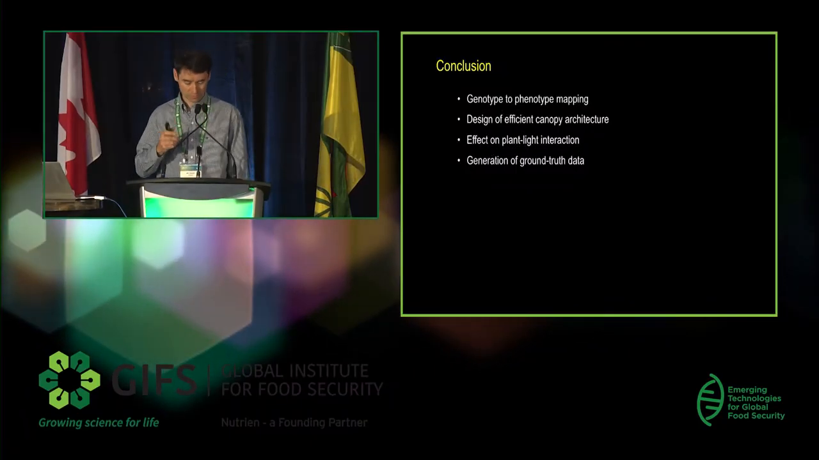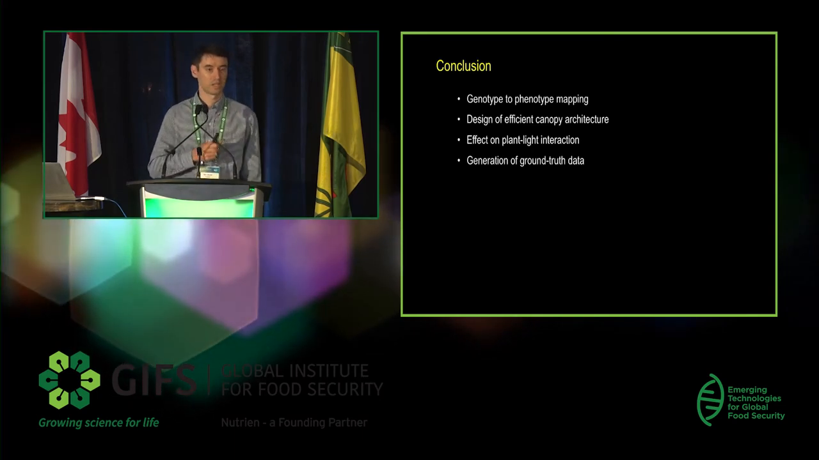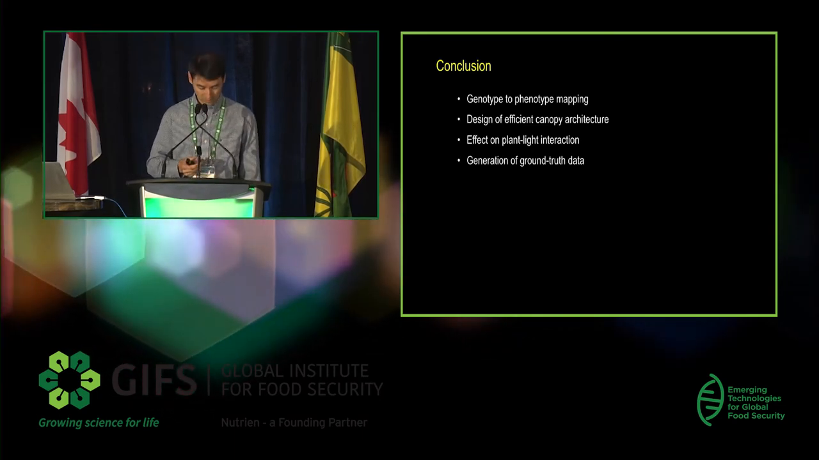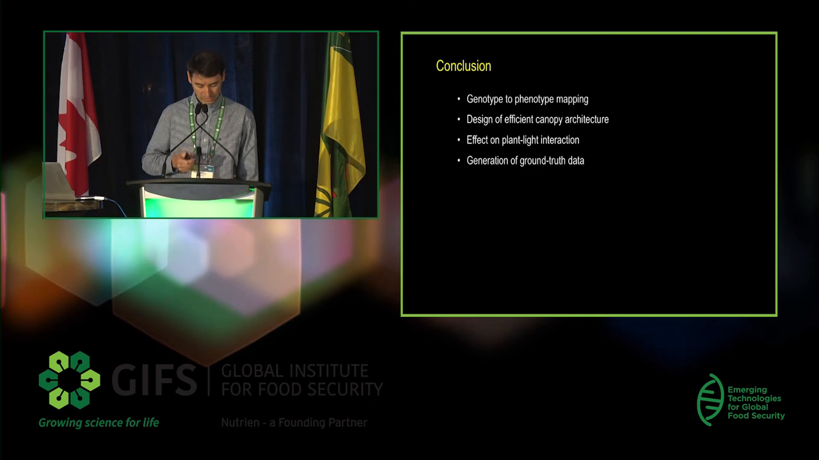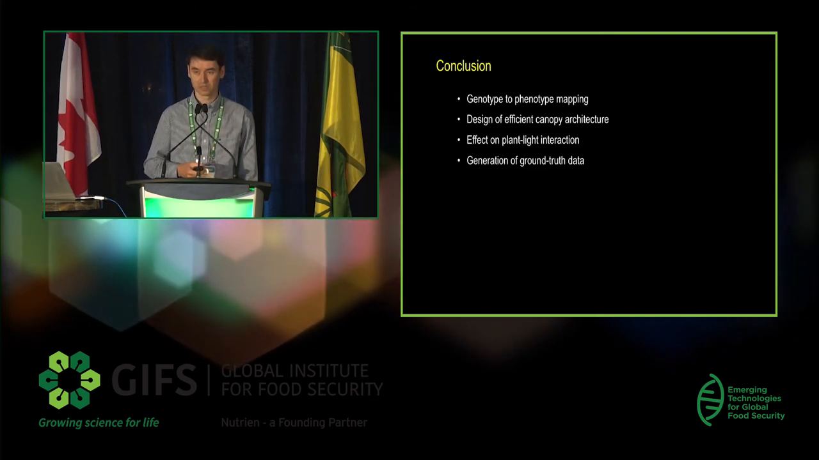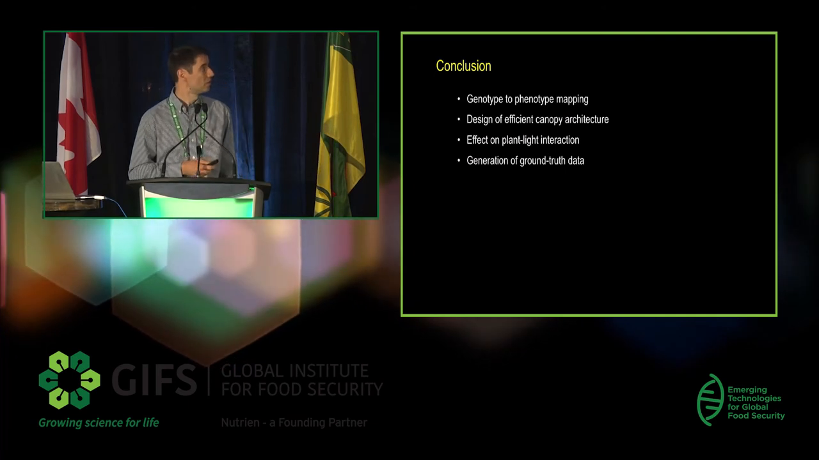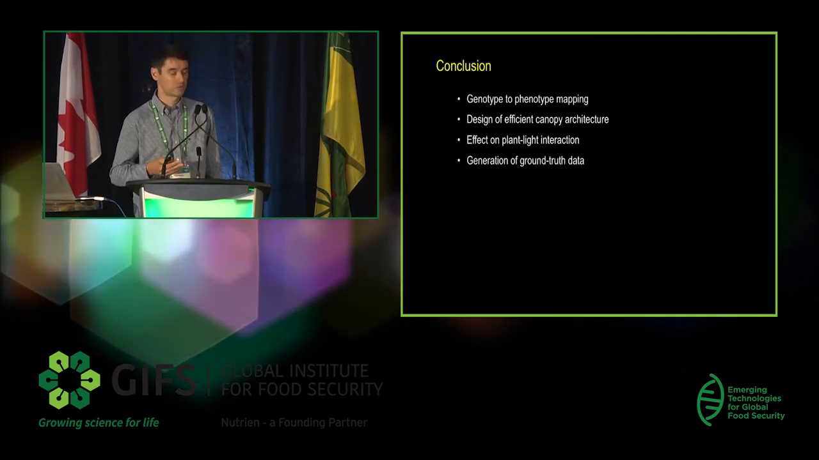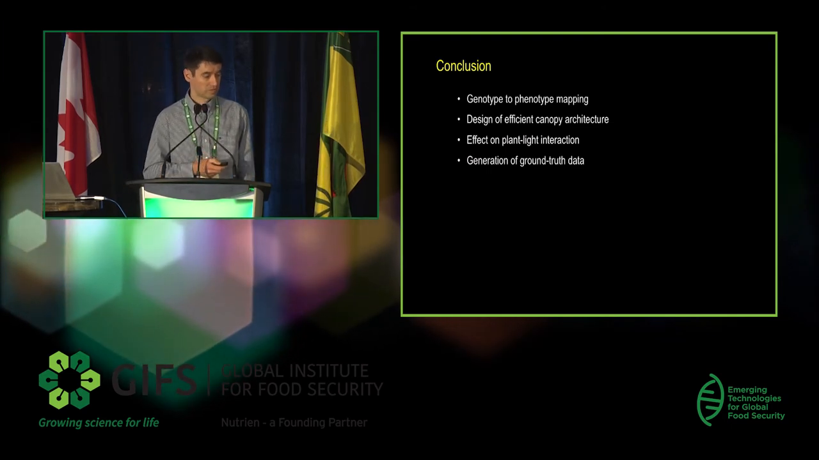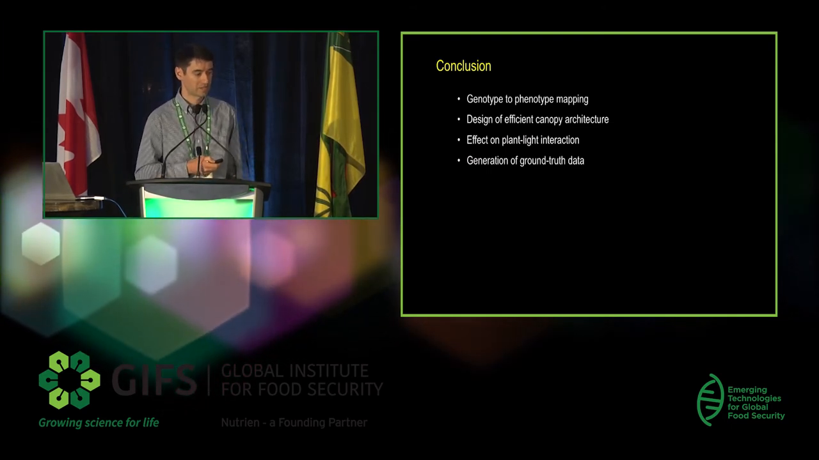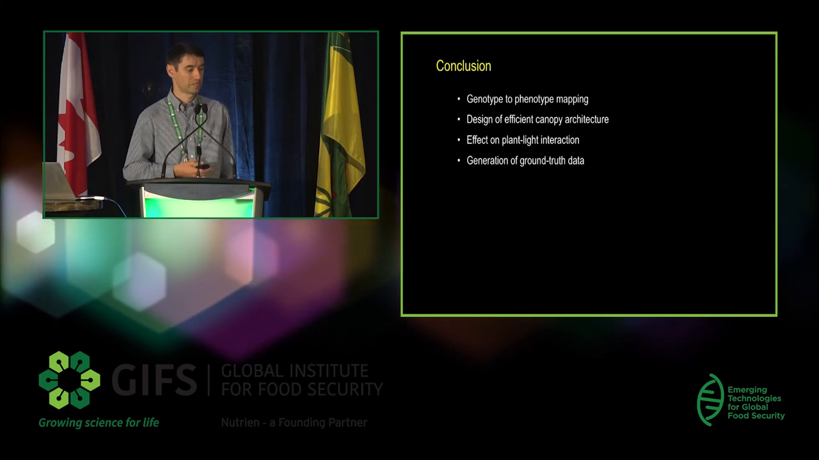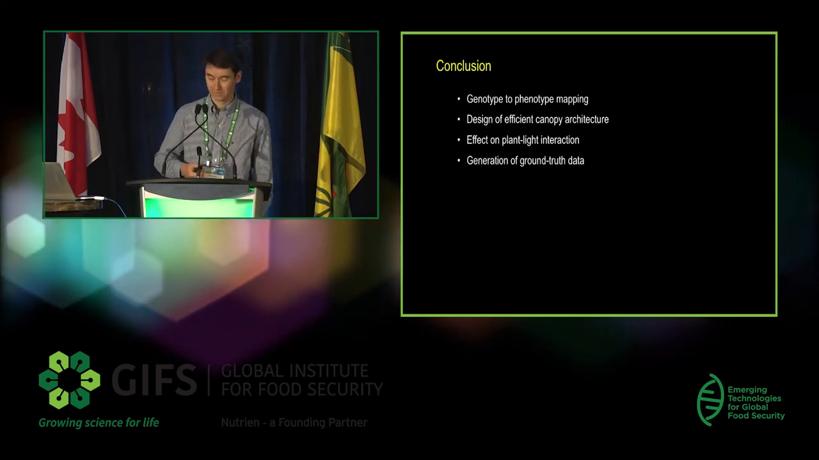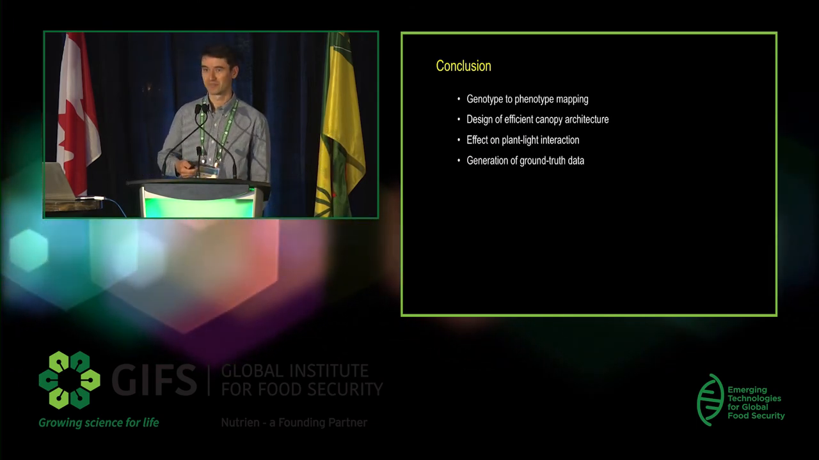Okay, so I've given you an overview of how we use computational modeling to help understand plant phenotyping. And I've highlighted some applications in genotype to phenotype mapping for Arabidopsis plants, the design of efficient canopy architecture in canola or peach trees, what the effect of plant-light interaction is in portulaca plants or kiwi fruit vines, and the use of these models in the generation of ground truth data.